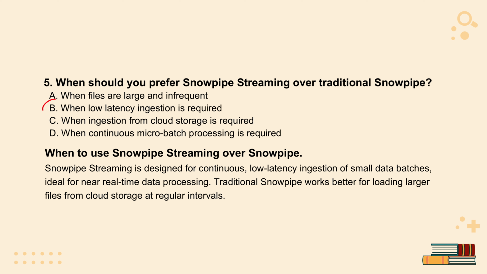Traditional Snowpipe, on the other hand, is generally used for loading larger files, maybe less frequently, from cloud storage like S3 or Azure Blob. Latency isn't the absolute top priority there. It's more about bulk loading. So you've got specific tools tailored for data freshness needs, managing dependencies, handling different ingestion patterns, making sure your data gets where it needs to be when it needs to be, and ideally cost effectively too.